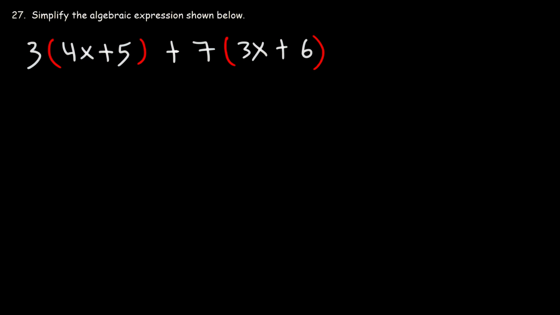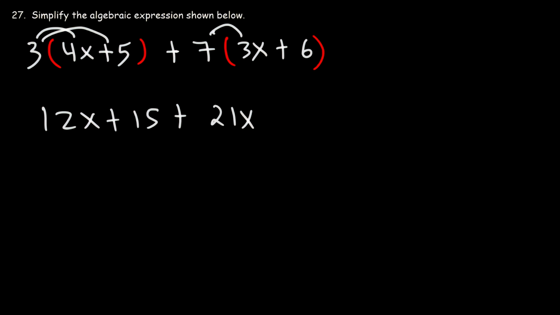27. Simplify the algebraic expression shown below. So what we need to do here is distribute and combine like terms. 3 times 4x is 12x. 3 times 5 is 15. Now let's do the same with 7. Let's distribute 7 to 3x plus 6. 7 times 3x is 21x. 7 times 6 is 42.